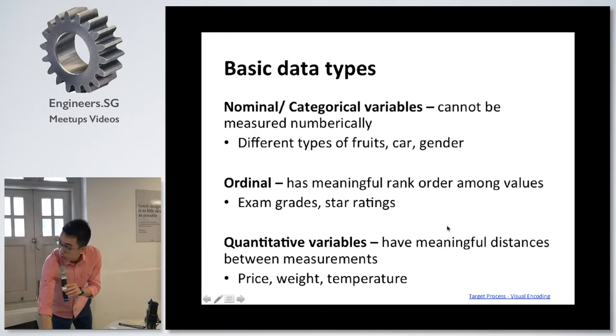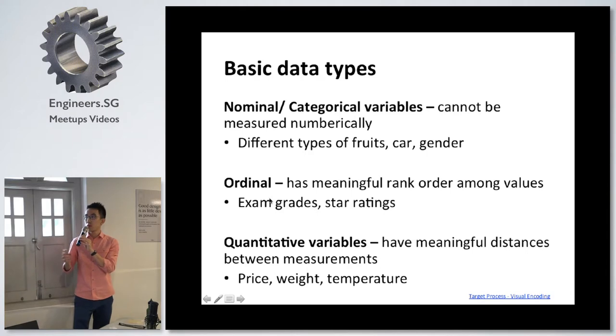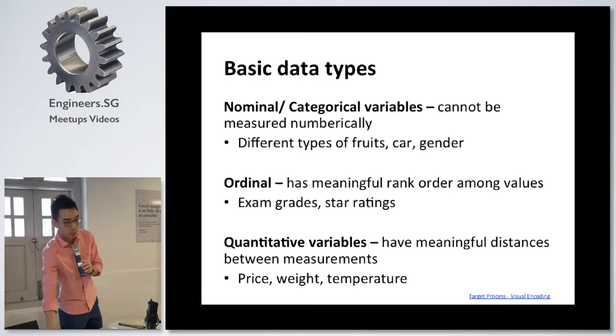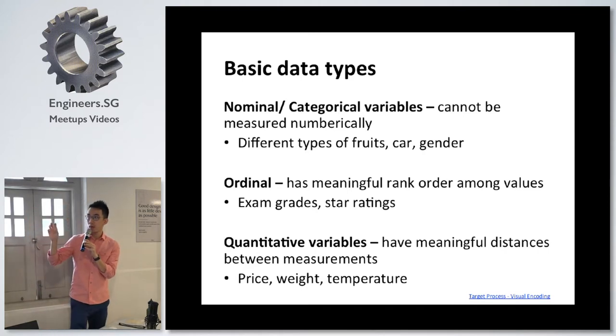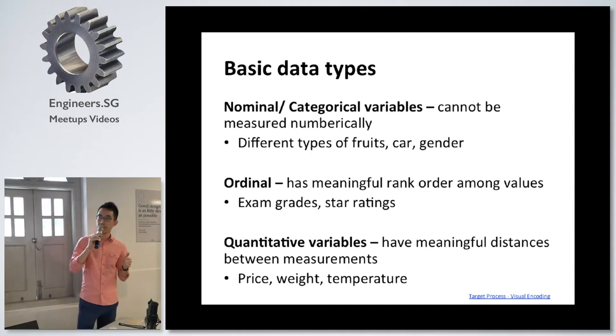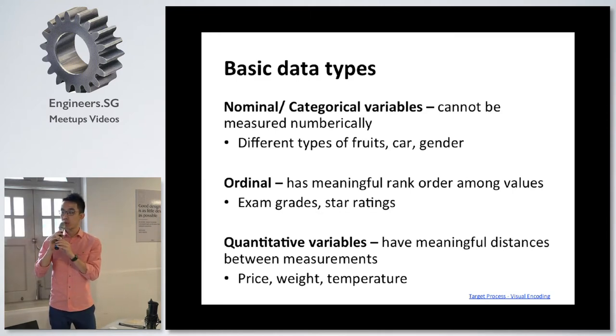So the second one will be ordinal. Ordinal is similar to nominal, the first one, but there's a ranking within your variables. For example, exam grades, you get an A and a B and a C and a D. So A is very much better, is the best. So there's a ranking within these variables itself. If you're talking about apples, oranges, and pears, there's no ranking within these variables. But in Tableau, generally, the variables will, yeah, maybe I'll explain that later.